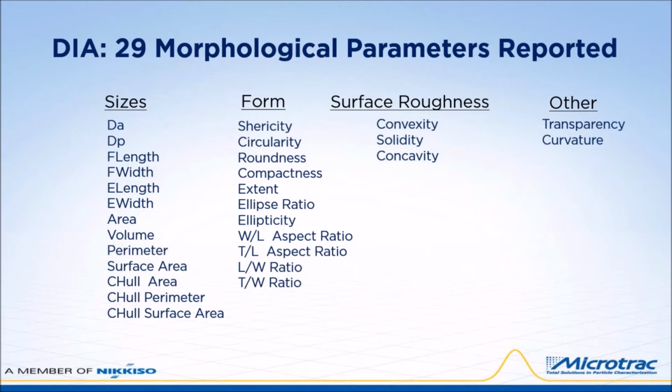Form factors include 11 different parameters that indicate how closely the particle is to being a perfect sphere, or aspect ratios of the particle. Surface roughness parameters are just that. 3 different parameters can indicate the roughness factor of the particle surface. 2 other parameters report the overall light intensity coming through the particle and the curvature of the particle as a function of that light intensity.